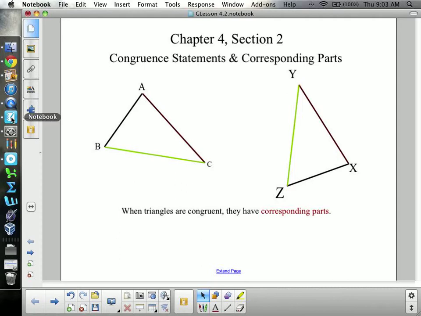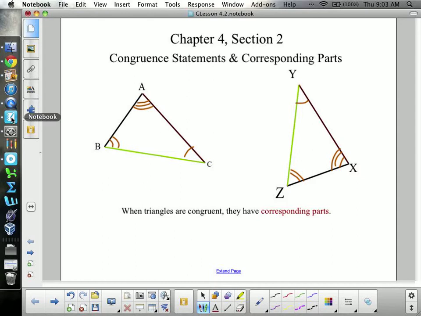They also have corresponding angles. The smallest angles are corresponding. Angle C corresponds to angle Y. Angle B, which connects the green and the black, corresponds to the green and black connector here, angle Z. And angle A corresponds to angle X.